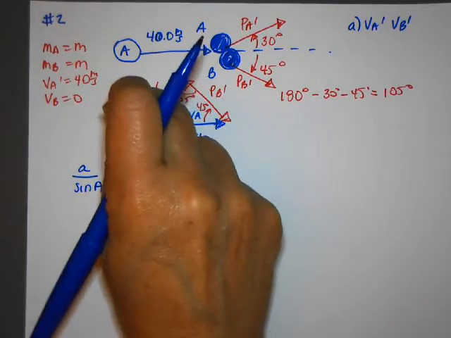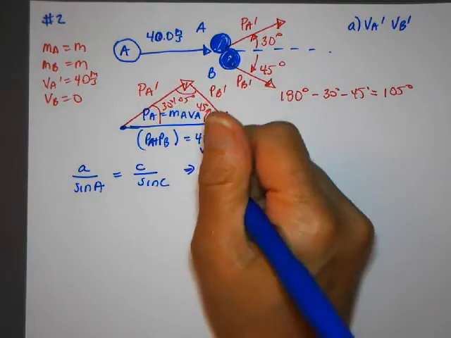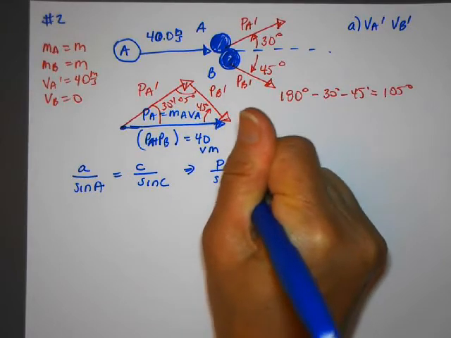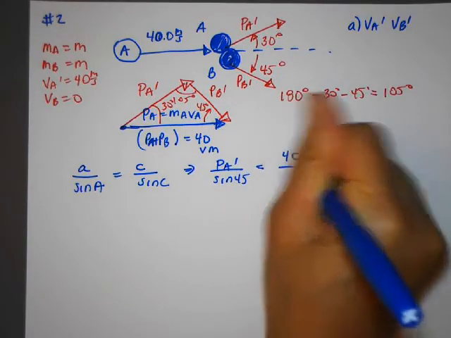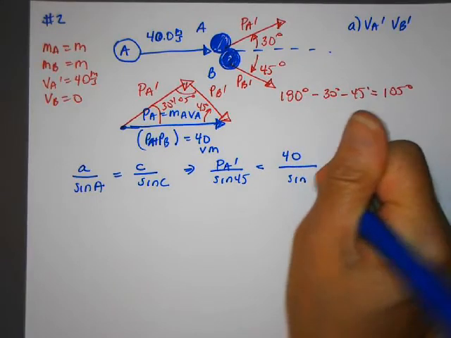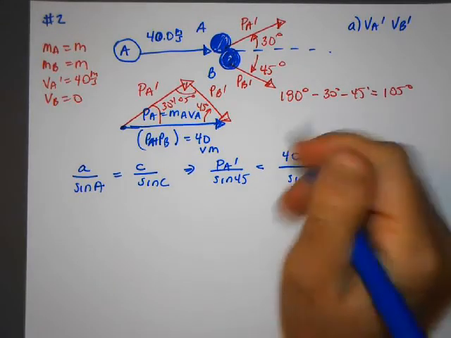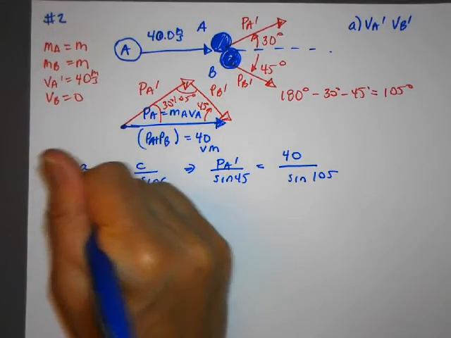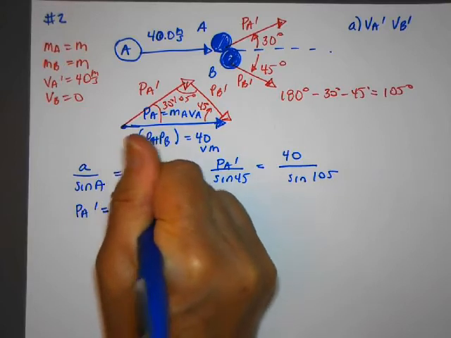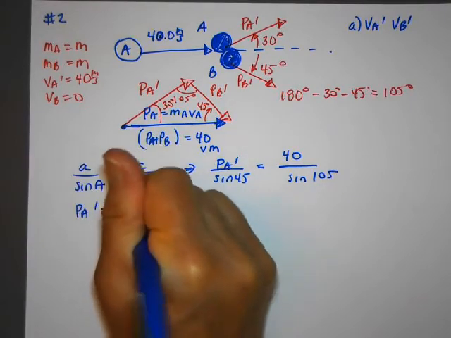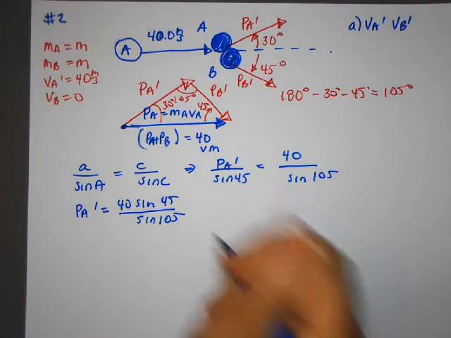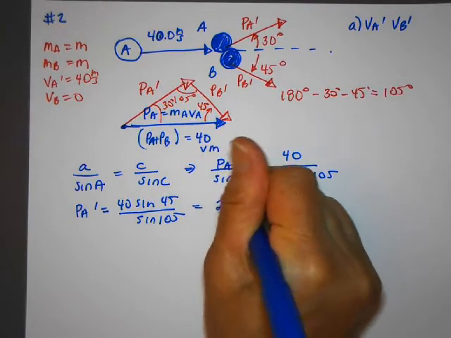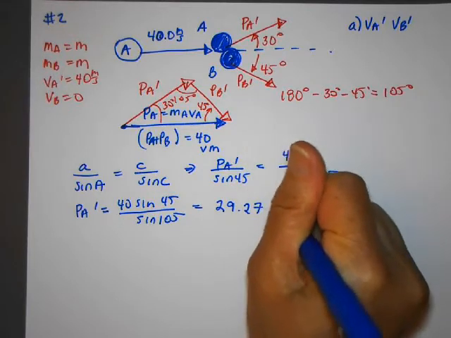So if I call this A, this B, and this C. So PA prime over the sine of 45 is equal to 40 over the sine of 105. I'm just getting rid of the m's since the m's are going to cancel out. So PA prime is equal to 40 sine of 45 over the sine of 105. So if I put that on my calculator, PA prime is equal to 29.27 kilogram meters per second.